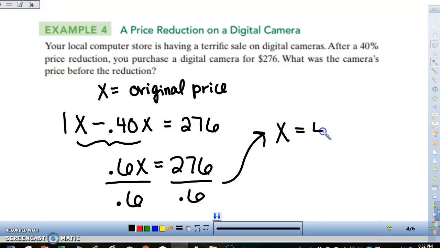276 divided by 0.6 ends up being 460. So the original price of the camera was $460.